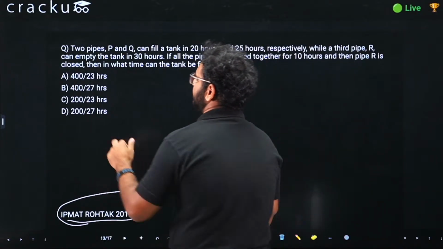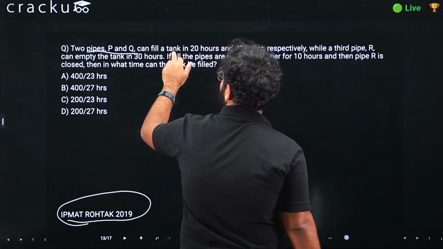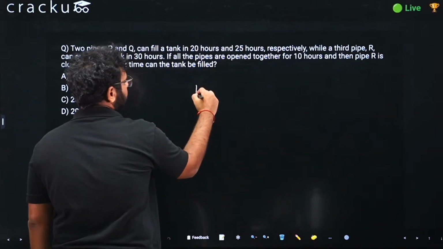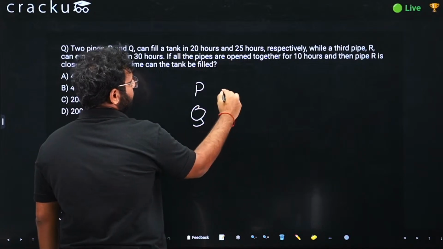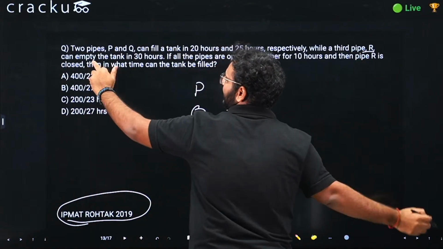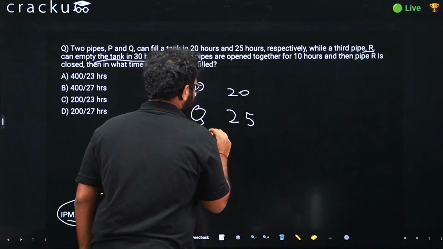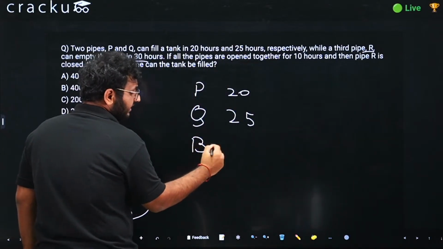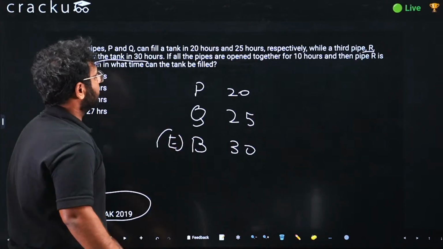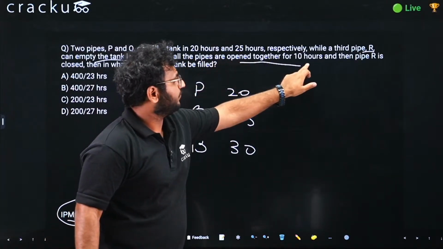So the question says, two pipes P and Q can fill a tank in 20 hours and 25 hours respectively. So again, P and Q, it's 20 and 25 hours, while a third pipe R can empty the tank in 30 hours. See, again read it carefully. It is emptying, so write E in the bracket. If all the pipes are open together for 10 hours.